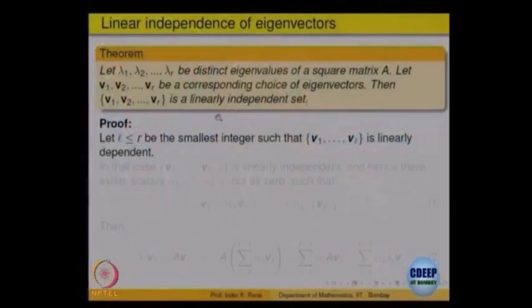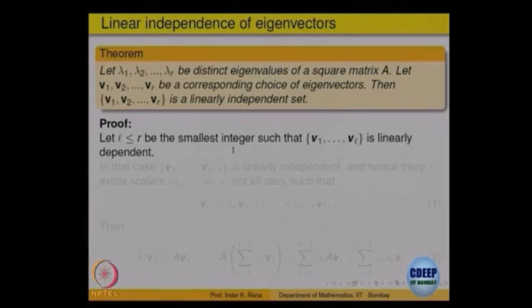There are r eigenvalues. Let us assume that there is a number L, less than or equal to r, such that V1, V2, ..., VL is a linearly dependent set. Suppose such a thing exists, and let us pick up the smallest such L.